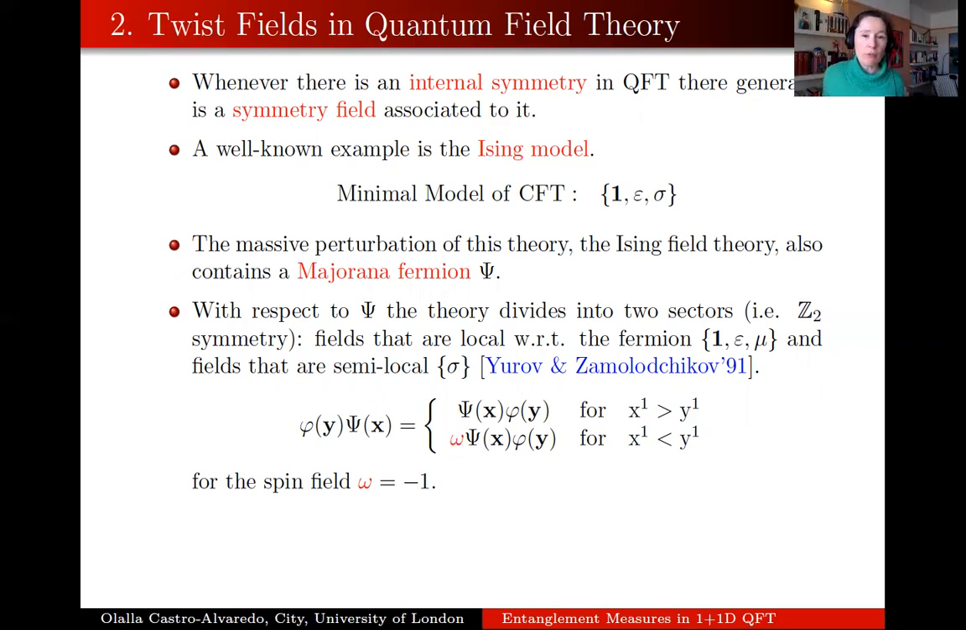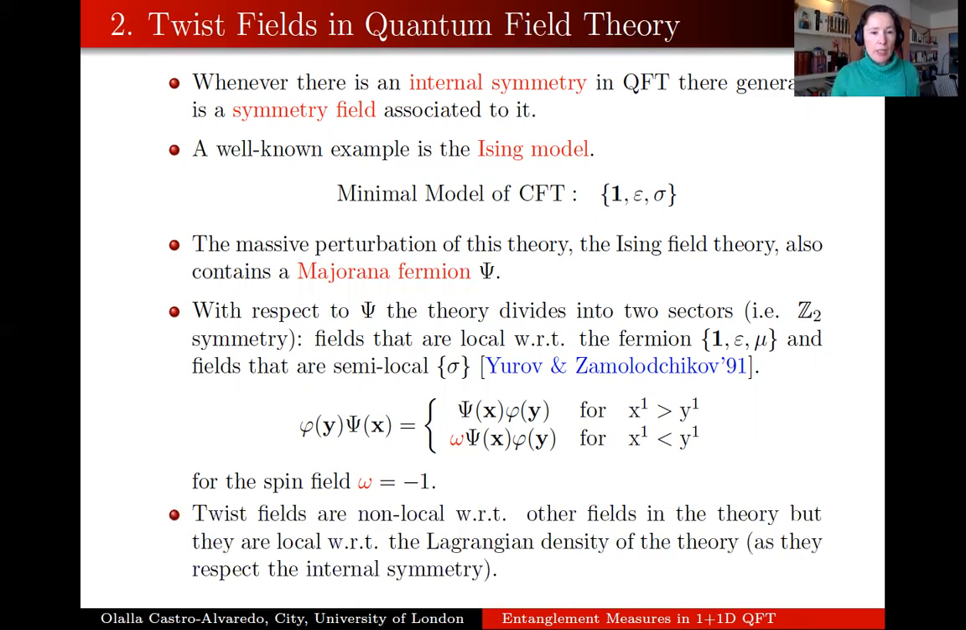Yurov and Zamolodchikov were the first to give a name to this. They call it an index of semilocality, I think. And in this example of the spin field, that would be simply -1. So this is a basic example of a twist field. If there is a symmetry, there is a twist field.